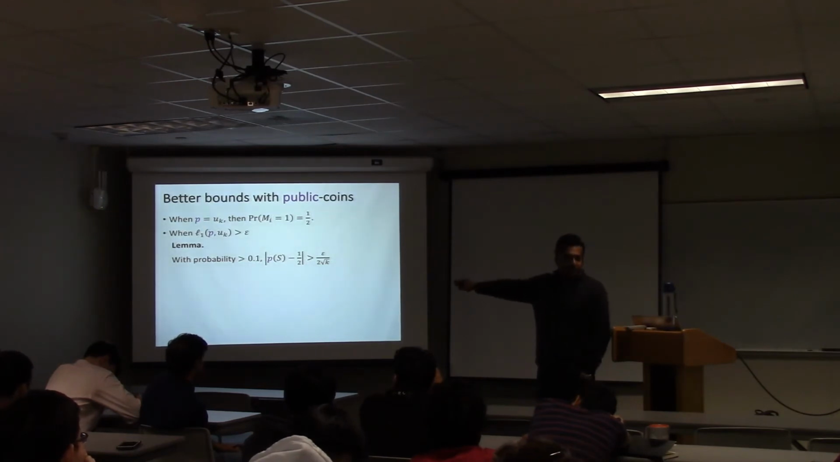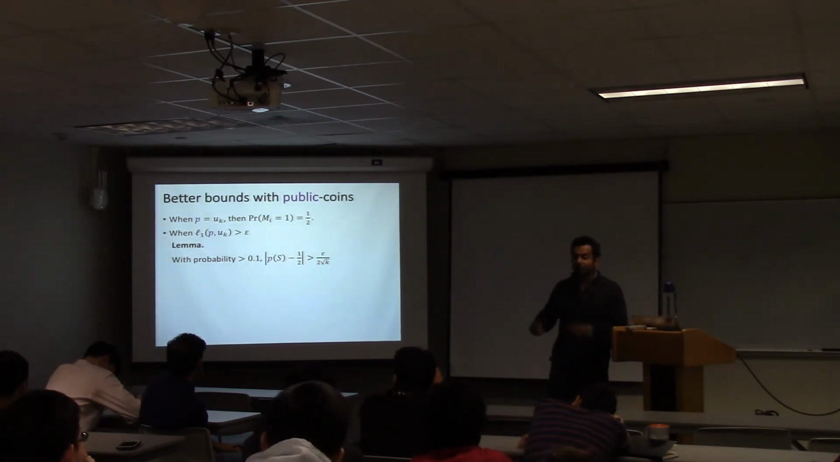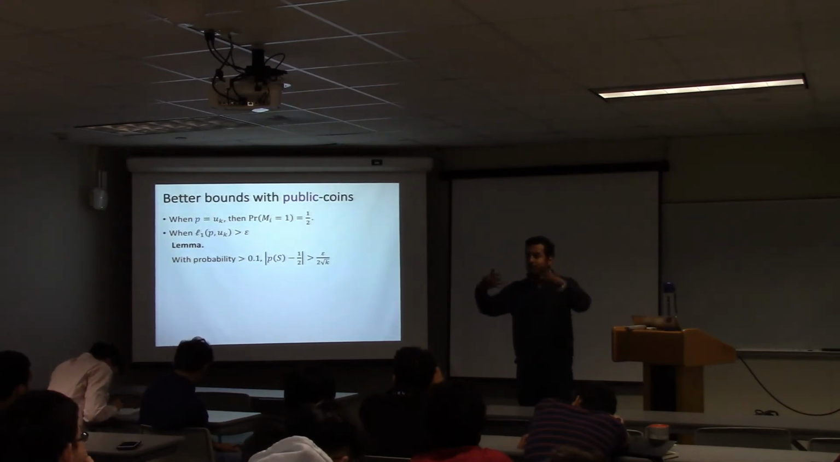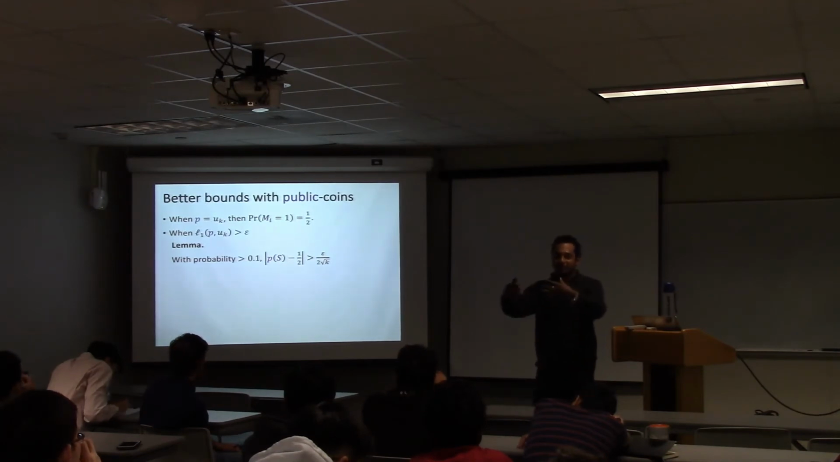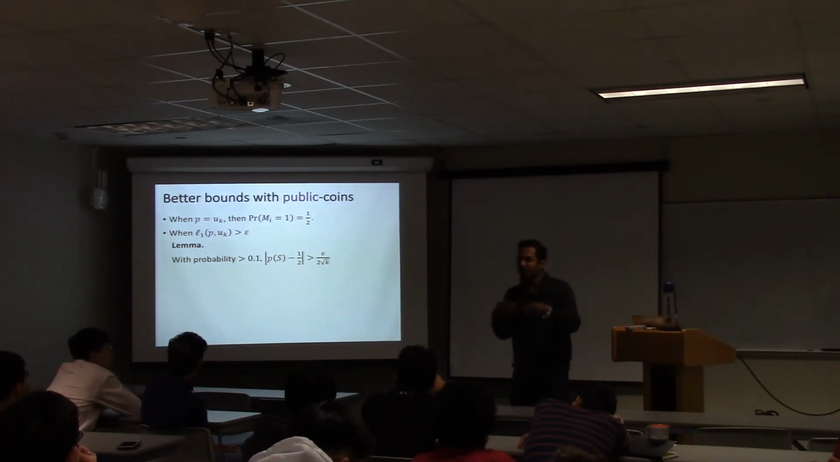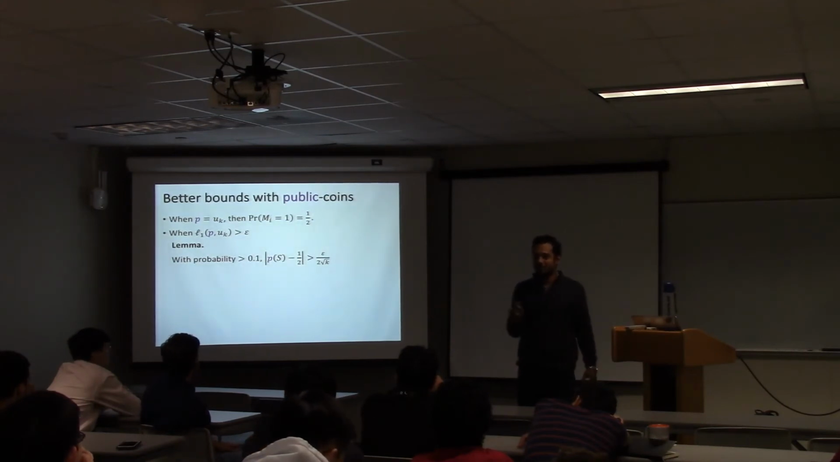Does this statement make sense? What we are saying is, if a distribution is not uniform, you pick a random subset of size k over 2. The probability of this subset according to the uniform distribution is exactly 1/2, half the domain. But if the distribution is not uniform, then this will also be away from a half with some reasonable probability. That's all we are saying.